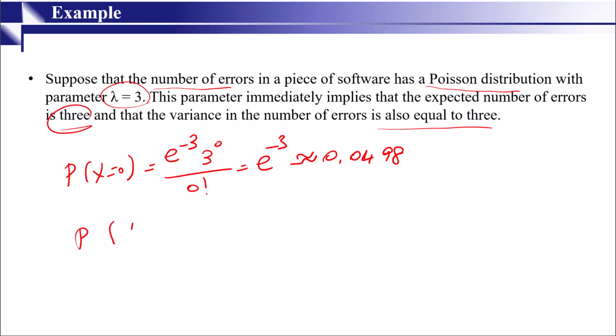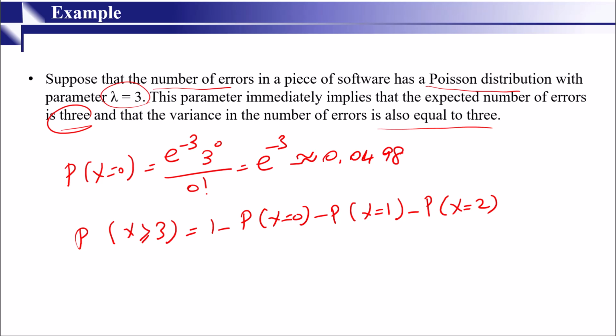Then what is the probability that there are 3 or more errors? So probability of X greater than or equal to 3 is 1 minus probability of X equal to 0, minus probability of X equal to 1, minus probability of X equal to 2, right? Let me explain again. Our goal here is to find the probability that the software has at least 3 errors. In the Poisson distribution, the total probability of all possible outcomes sums to 1. So the probability of 3 or more errors is the complement: 1 minus the probabilities of getting 0 errors, 1 error, or 2 errors.